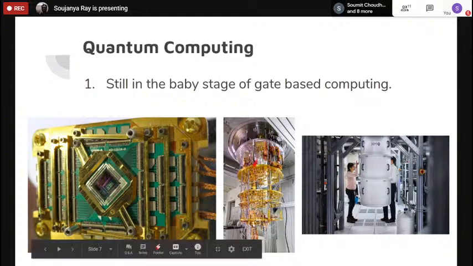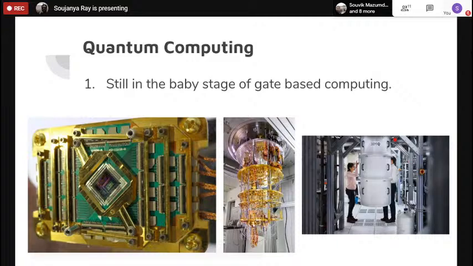And this entire chandelier is put inside a cover like this, and it's frozen. It also stops interference like radio waves and all kinds of electromagnetic waves and noise, so that the qubits won't get destroyed. The qubits are very fragile and interfere a lot, but that's how we do it right now. This is a gate-based computing mechanism, and we will see what others there are.